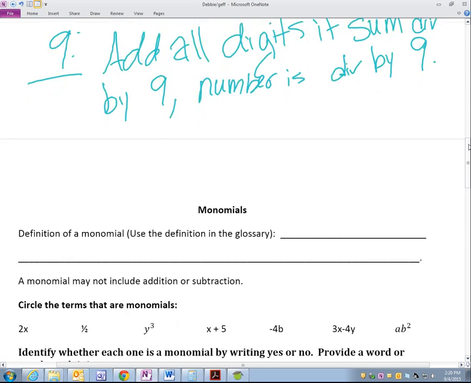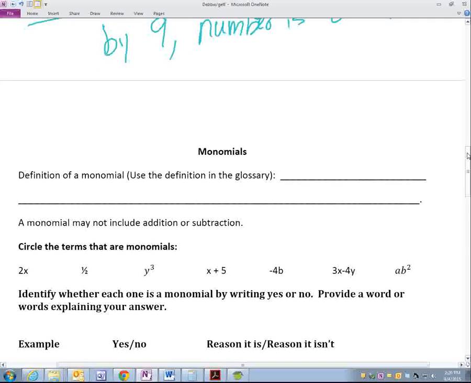Now, the definition of a monomial. The definition of a monomial. Not to be confused with your nomial, because this is monomial. That's right. Teacher jokes are the funniest.